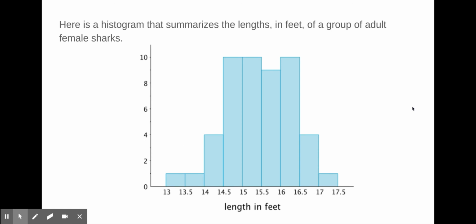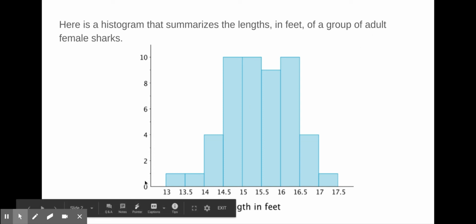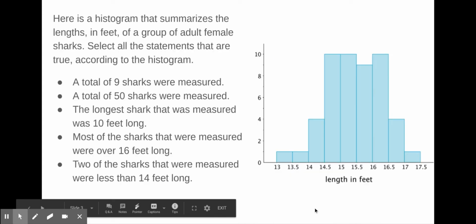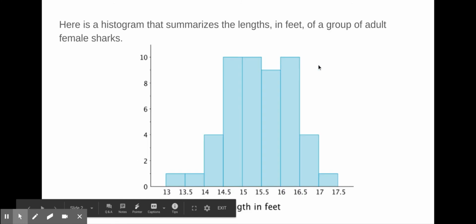So here is a histogram, and it shows the length of a group of adult female sharks. It's always important to look at what a histogram is showing you. I can see that this would be the number of sharks, although they didn't label it, but it is clearly labeled down at the bottom here, the length in feet. So I can see that my data is organized by the number of sharks and the length in feet.